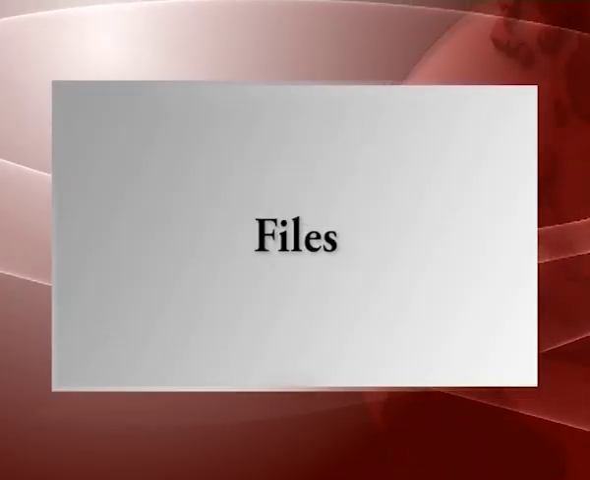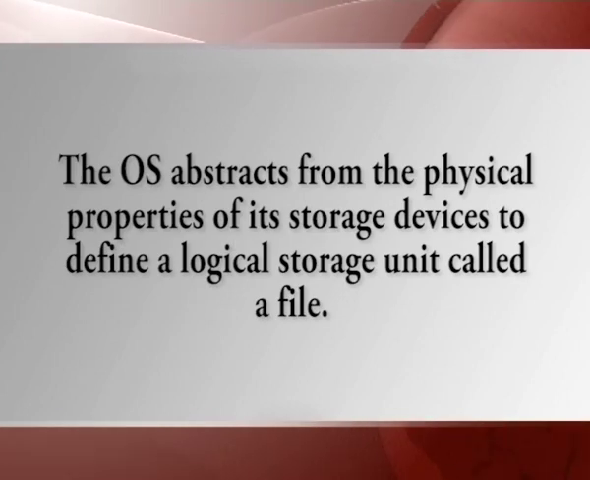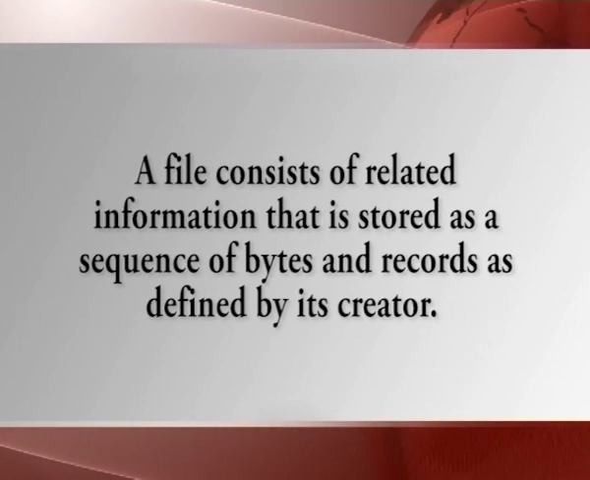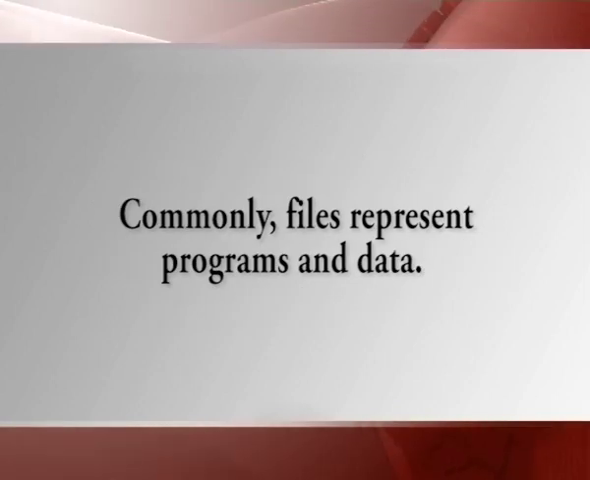First of all, we are going to discuss files. In a computer system, data is organized in files. Major properties of files are: a file is a named collection of logically related data permanently stored in a computer system. The operating system abstracts from the physical properties of its storage devices to define a logical storage unit called a file. A file consists of related information that is stored as a sequence of bytes and records as defined by its creator. Commonly, files represent programs and data.